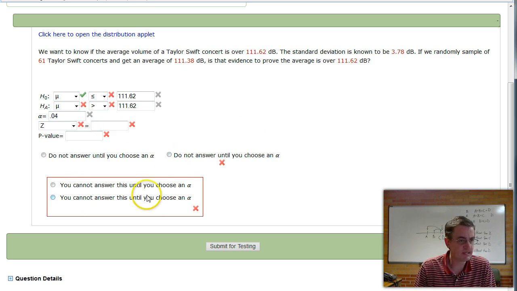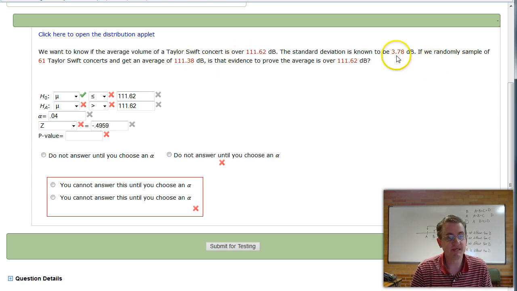Z equals, our z-score, I get negative 0.4959 if I round. How did I get that? I took my x bar minus mu, I kept that in parentheses, over my sigma divided by the square root of 61, and that's how I got my z-score.